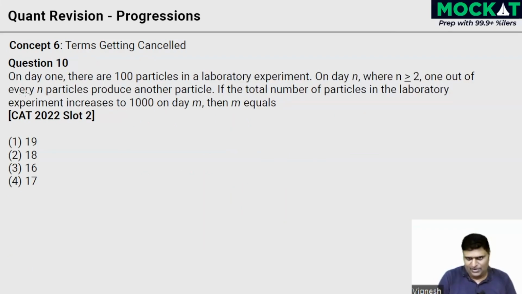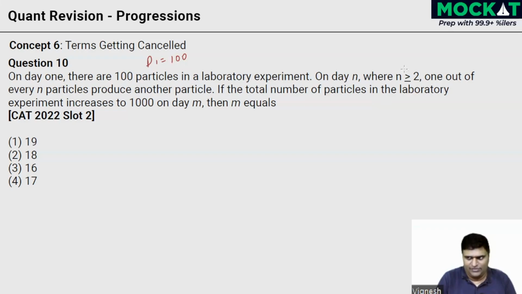So on to question 10 over here. Right? Terms getting cancelled looks like a slightly difficult question. We need to understand, take our time over here. A recent CAT question. On day 1, there are 100 particles in a laboratory experiment. Fine. Day 1, we have 100 particles. Now on day n, where n is greater than or equal to 2, 1 out of every n particles produces another particle. So 1 out of every n.